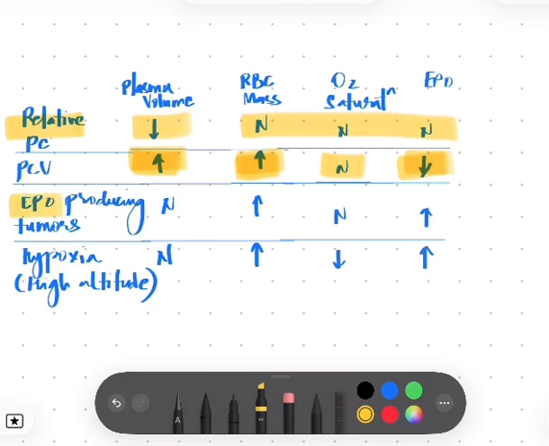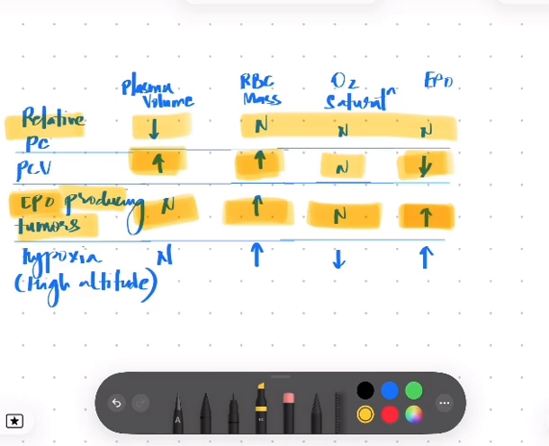These tumors produce EPO. So EPO is high, and because EPO is high, RBC mass is high, but plasma volume and O2 saturation remain normal. Okay, so EPO is high because it is an EPO-producing tumor: renal cell carcinoma, hepatocellular carcinoma, cerebellar hemangioblastoma. EPO goes up, RBC mass goes up, but plasma volume and O2 saturation remain normal.